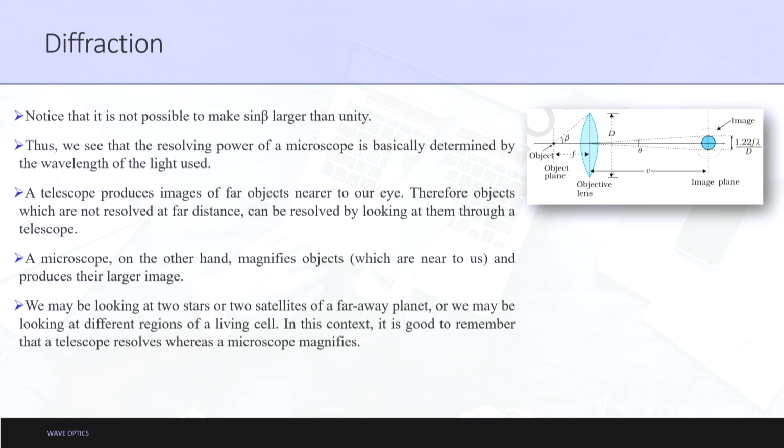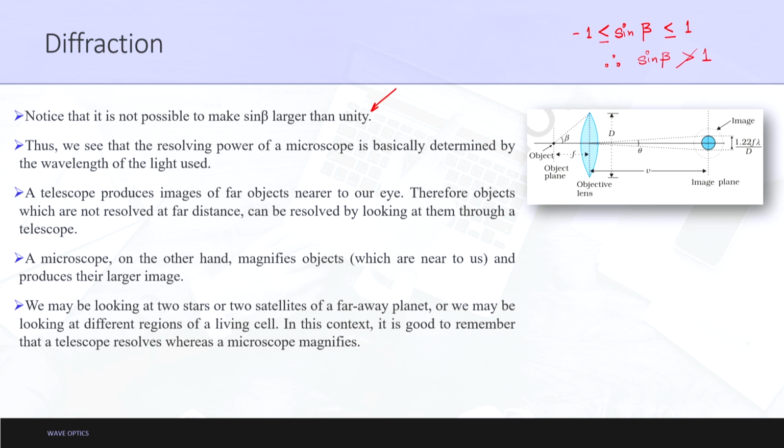So please look over here carefully. Notice that it is not possible to make sin beta larger than unity. It is quite evident, as this is just simple mathematics, that sin beta will always be between -1 and 1, with 1 and -1 included. So sin beta cannot be greater than 1. So it is not possible to make sin beta larger than unity, quite evident.